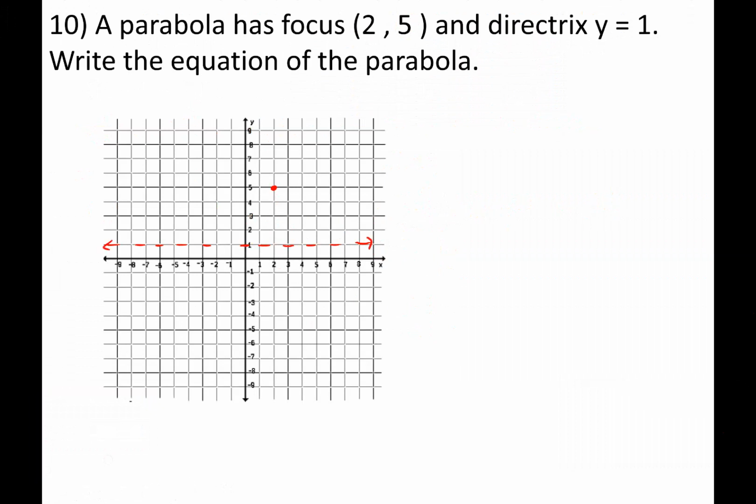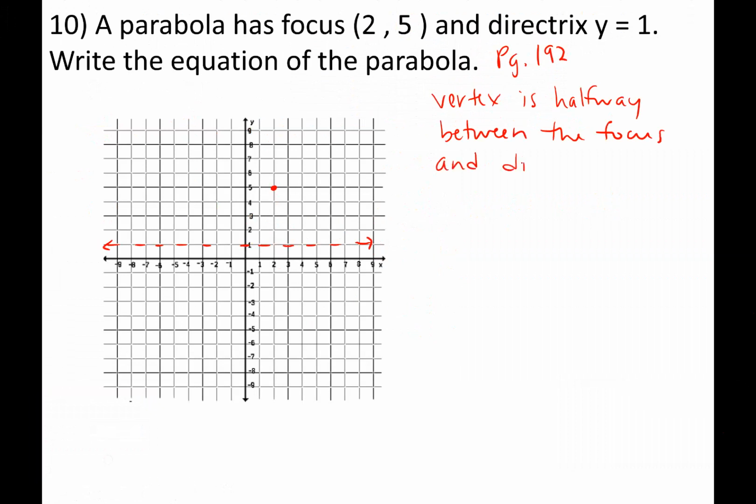Here's a 1 on the y-axis, and then I'm just going to create my directrix as a nice dashed horizontal line. And from our notes on parabolas, we talked about the fact that the vertex is halfway between the focus and the directrix. So using that information, we look for the halfway point. That would be on page 192, so check out page 192. The vertex is halfway between the focus and directrix.